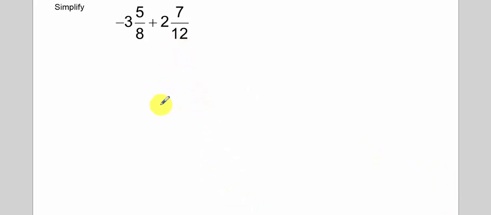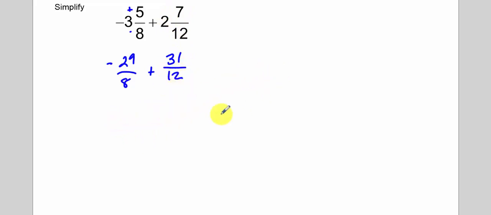Next, we're going to deal with some mixed numbers, and I prefer not to do addition and subtraction with mixed numbers. I would rather just change everything into an improper fraction. And we remember that to get the improper fraction, we multiply the denominator by the integer and then add the numerator. So this is 24 plus 5 is 29 over 8, and in this case I have 24 and 7 is 31. That's over 12.